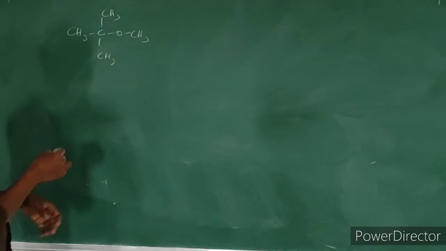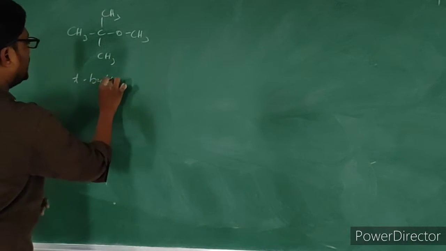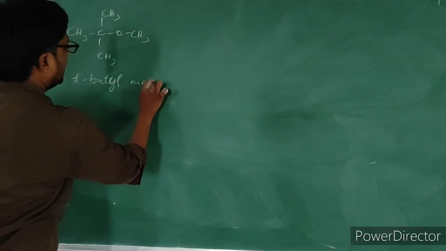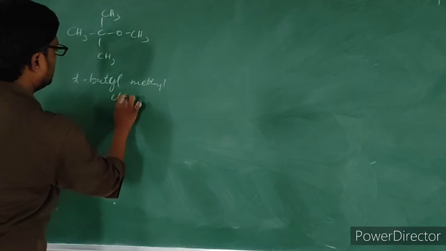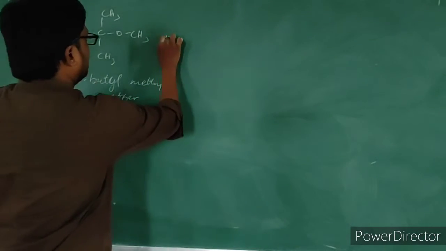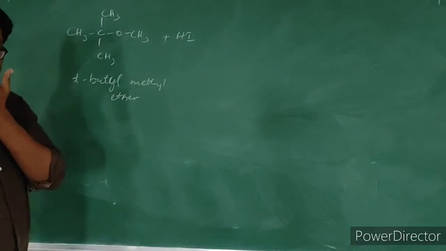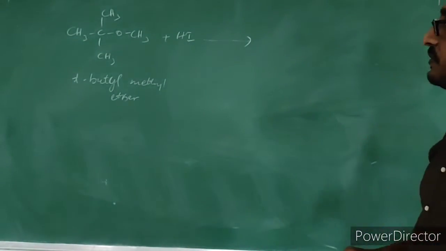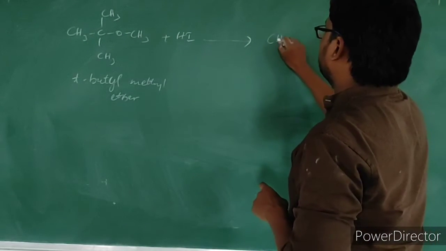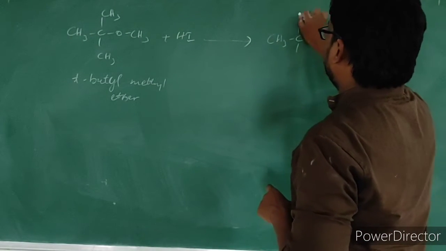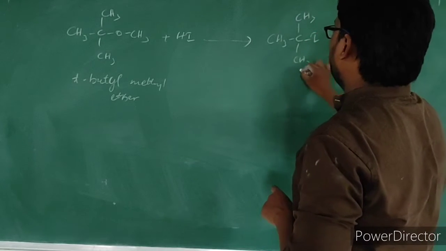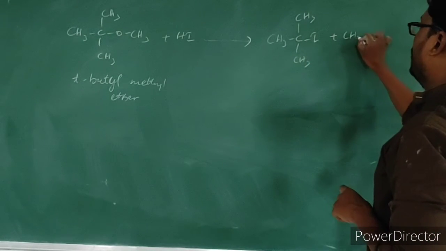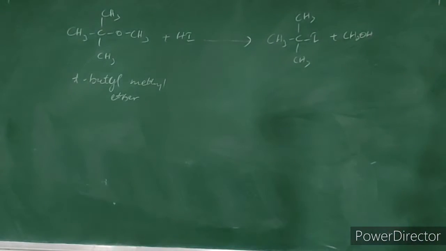So here I am taking tertiary butyl methyl ether. When I am treating this with hydrogen iodide, what will be the product? The products are tertiary butyl iodide as one product and methanol as the second product.